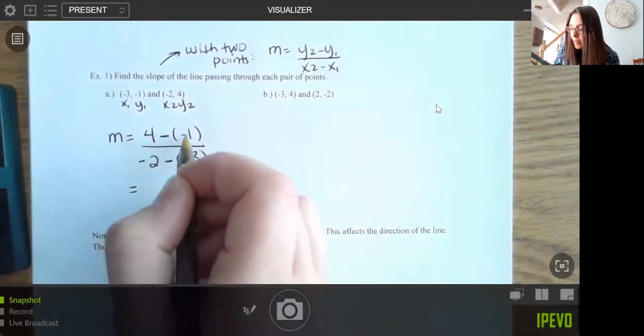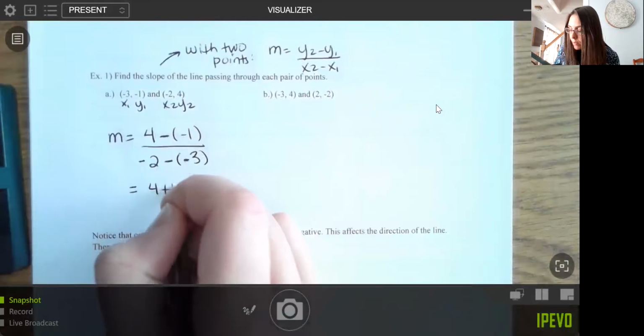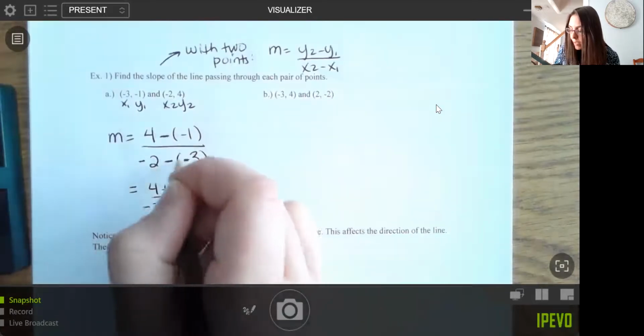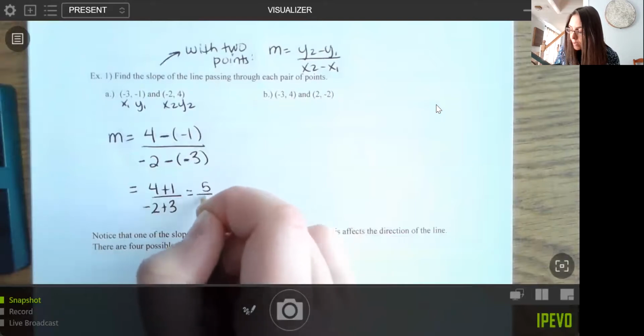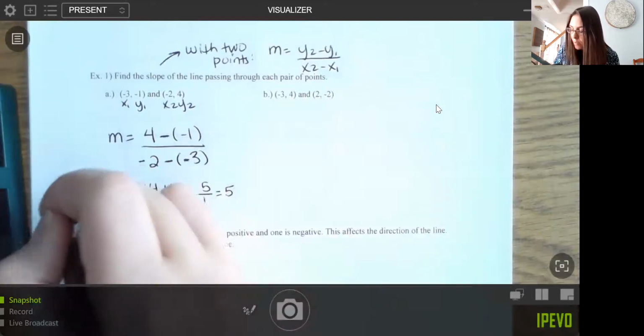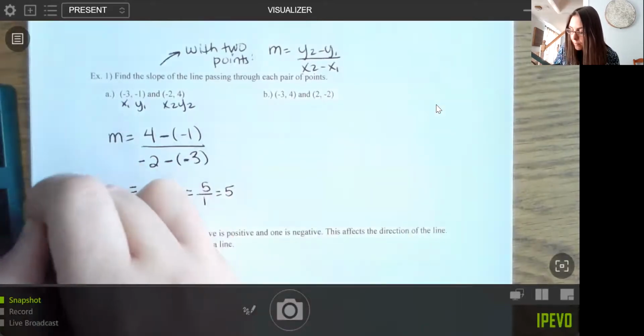I'm going to simplify here. My two negatives will cancel, so it's just 4 plus 1. And then same thing, my two negatives here will cancel, so it's just +3. And I'm left with 5 over 1, which is just 5. So my first slope here is 5.